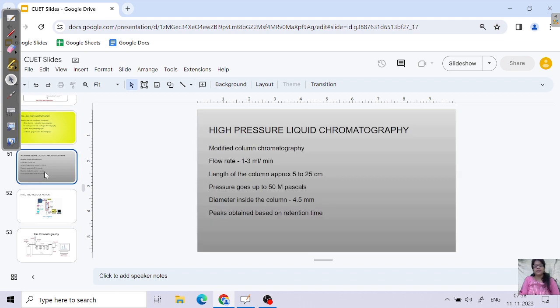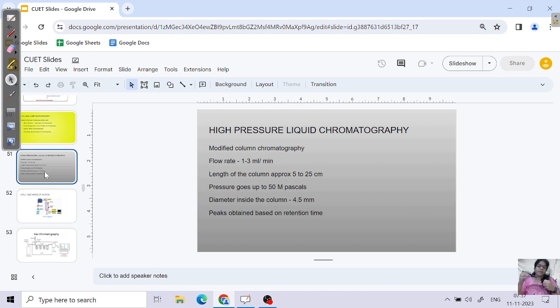HPLC is high pressure chromatography, also called high performance liquid chromatography. It is a modified chromatography which depends upon the pressure that we add from the top. Apart from the sample and the mobile phase, you should also add a high amount of pressure, like 50 megapascals. That particular stainless steel column should be able to hold that pressure, a minimum of 50 megapascals.